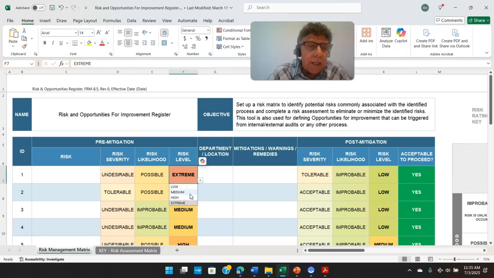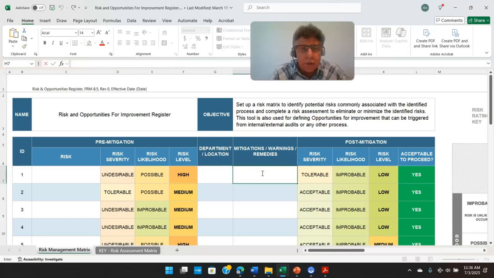And what's the risk level? Well, that could be high because we get 50 samples a day and we would have to start telling our customers we can't meet your deadline. So we might mitigate that risk by purchasing a second balance. Or if our balance does get damaged, maybe what we'll do is we'll use the laboratory down the street.